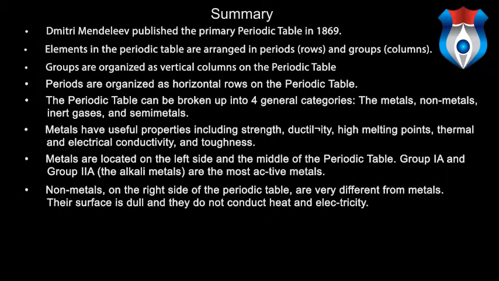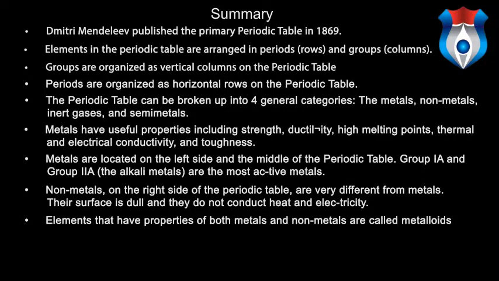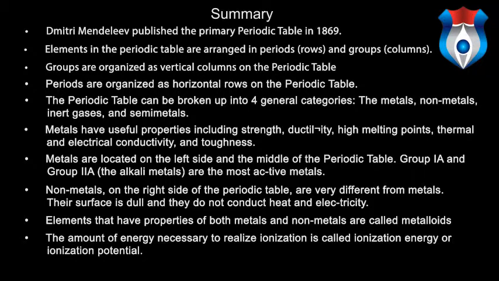Non-metals on the right side of the periodic table are very different from metals. Their surface is dull and they do not conduct heat and electricity. Elements that have properties of both metals and non-metals are called metalloids. The amount of energy necessary to realize ionization is called ionization energy or ionization potential.